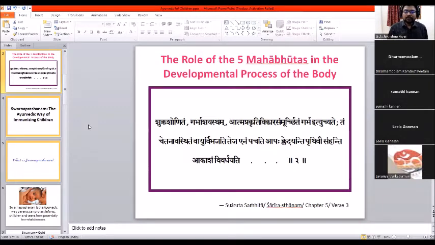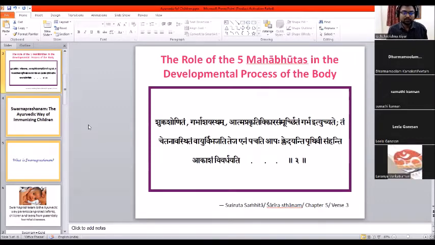So here he says Shukra Shonitam. Shukram cha, Shonitam cha. So Shukram is the male gamete or the sperm, and Shonitam is the female gamete or the ovum. So a combination of Shukram and Shonitam is the zygote, which is formed by the fusion of the male and female gametes. So this is known as Shukra Shonitam. So this is how we interpret the word Shukra Shonitam.